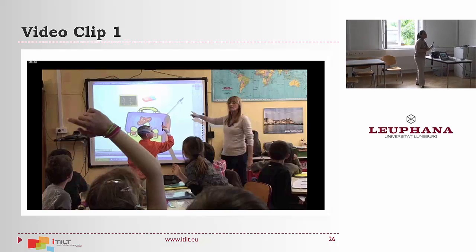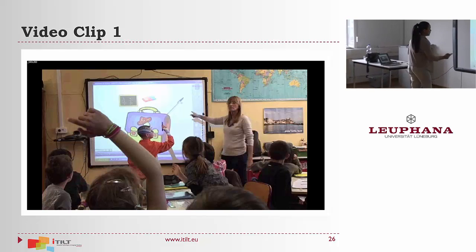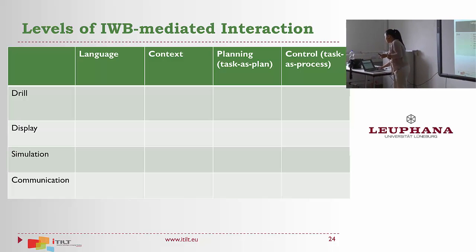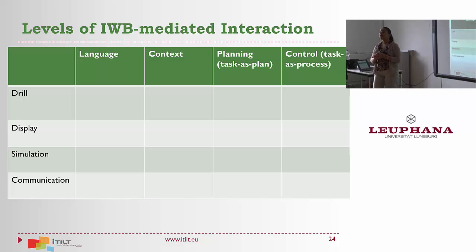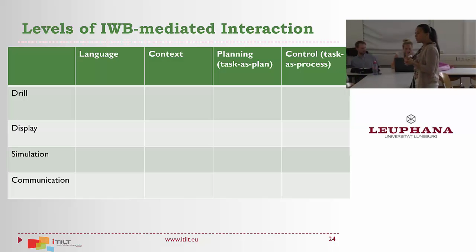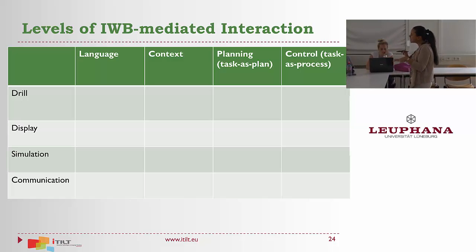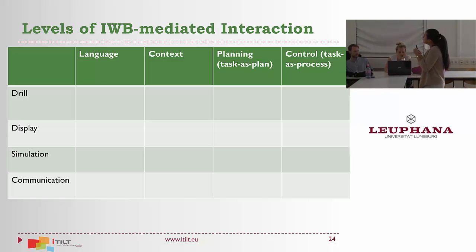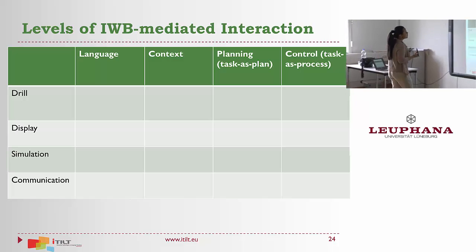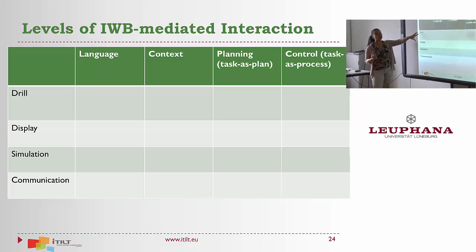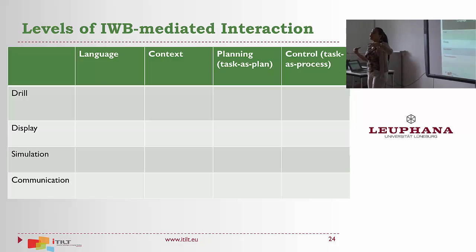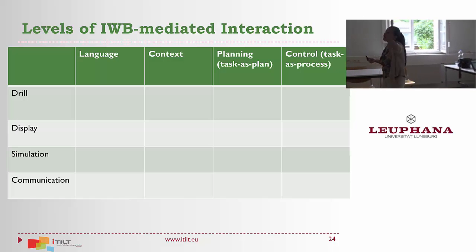Okay, so what we have done is we have looked at the different levels of interaction that could be found in these different clips. We are at the moment looking at all the clips and trying to analyze these levels of interaction. And then we came up with 4 different levels. The first level would be the drill level, driven practice. And then the level of display, that's when the learners are supposed to show what they have learned.